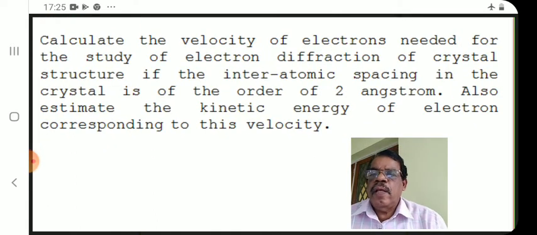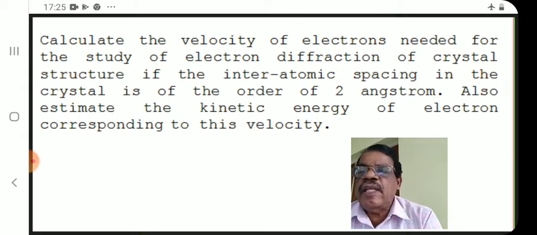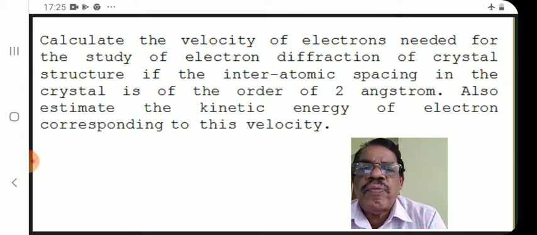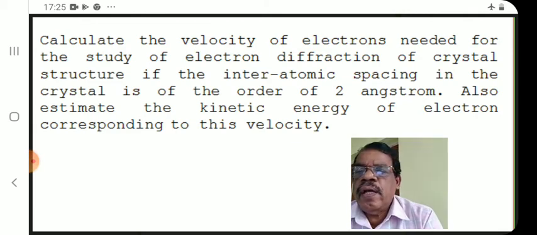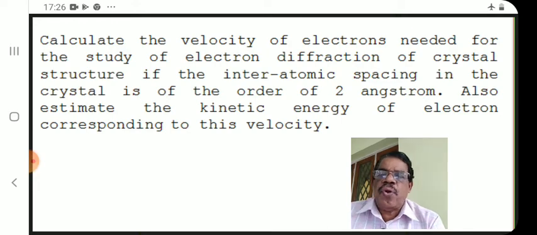Next problem. Calculate the velocity of electrons needed for the study of electron diffraction of crystal structure if the interatomic spacing in the crystal is of the order of 2 angstrom. Also estimate the kinetic energy of the electron corresponding to this velocity. This is a repetition problem. In the place of neutron, here it is given electron.